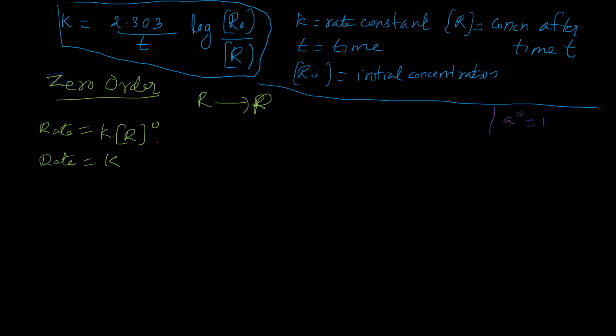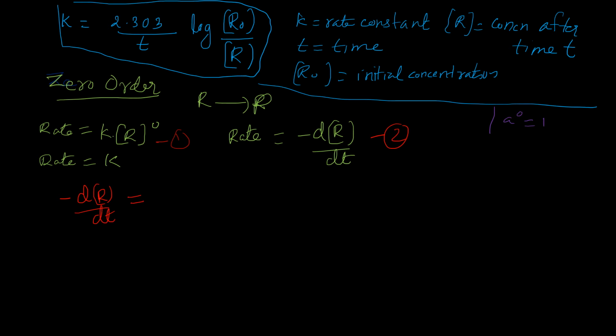This is equation one. The other way we can write rate is equal to minus dR by dt. This is equation two. So on equating both the equations, we'll get minus dR by dt is equal to K. So on integrating this, we need to rearrange before that. So minus dR, we will take this dt here, integral of dR is minus K into integral of dt. So what is integral of dx? We already know that that is x.